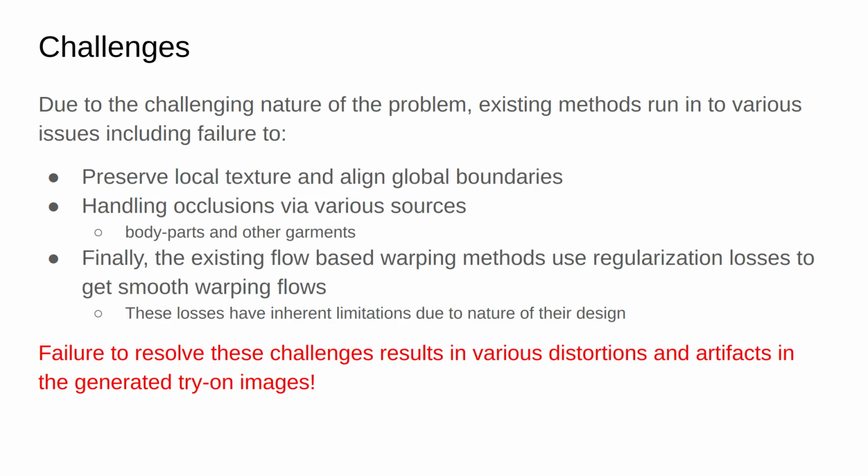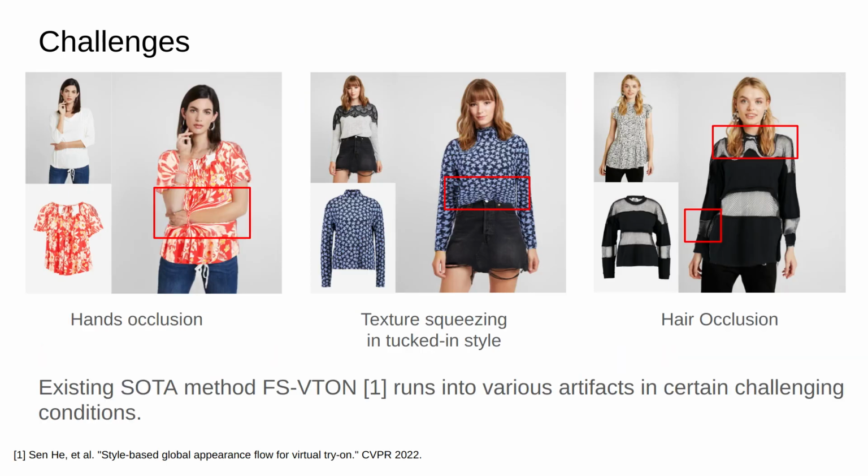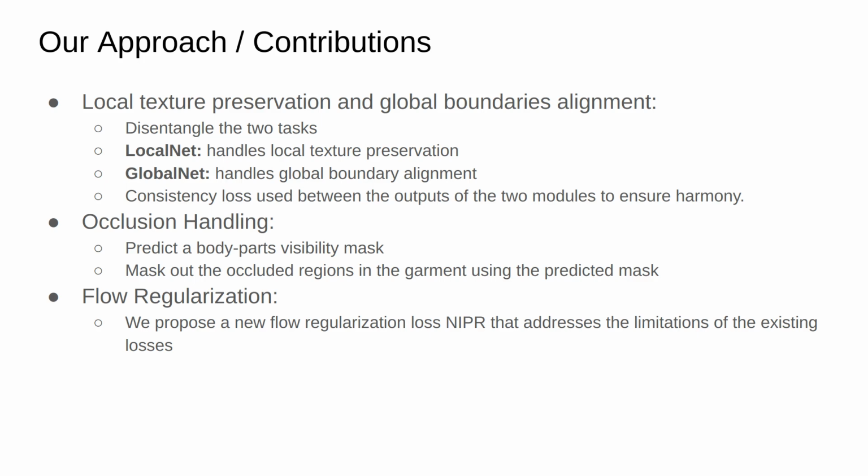Finally, the existing flow-based warping methods use regularization losses to get smooth warping flows. These losses have inherent limitations due to the nature of their design. We will get to that in the upcoming slides. Failure to resolve these challenges results in various distortions and artifacts in the generated try-on images. Therefore, it's necessary to take care of these limitations. Here is an example of a state-of-the-art method running into various artifacts in challenging conditions, like hands occlusions, tucked-in shirt style, and hair occlusion.